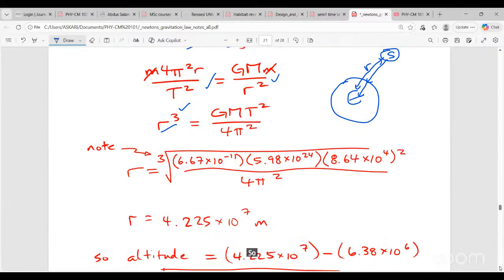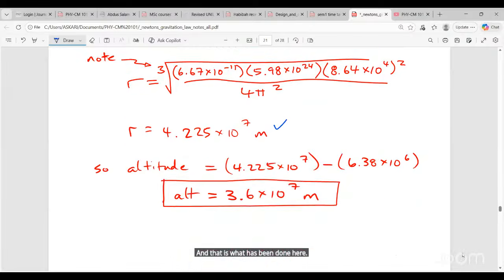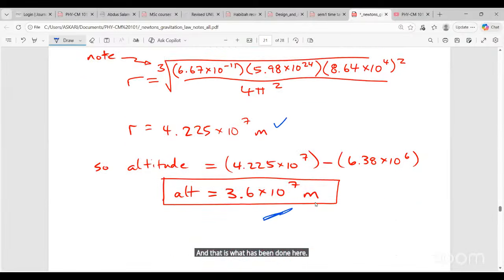So to get our R, we have this. This is the value of our R. But in order to know the distance of the satellite from the Earth, that means we must subtract the radius of the Earth from the entire R. And that is what has been done here. This is what you have. I hope it is clear. Do you understand that?